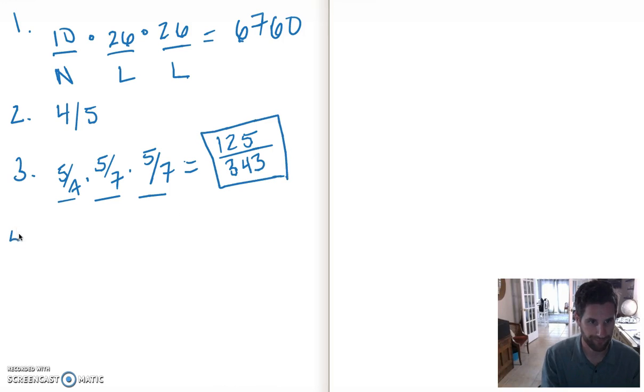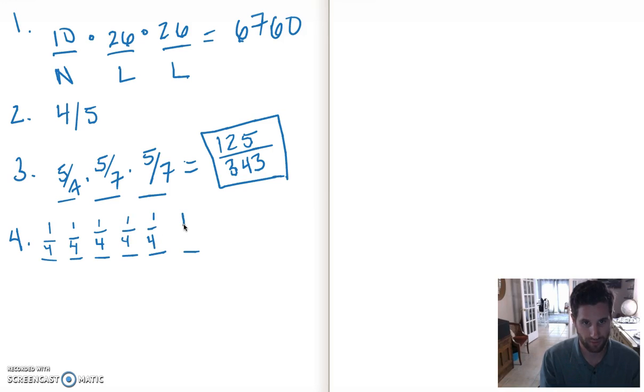Okay, number 4. On a 6-question multiple choice, A, B, C, D, you guess randomly. What's the probability that you get all 6 correct? So we have 6 problems. 1, 2, 3, 4, 5, 6. You have a 1 out of 4 chance you're going to get it right, 1 out of 4, 1 out of 4. And the reason why is because you're guessing randomly. Only one of them is right out of 4 possible.